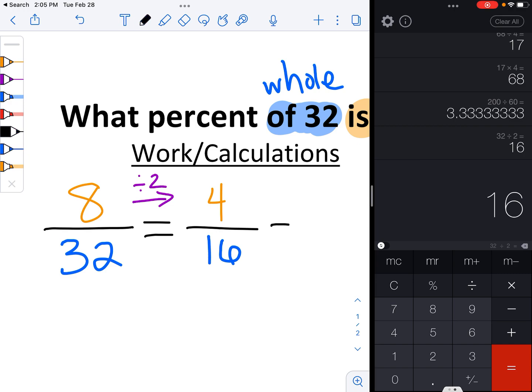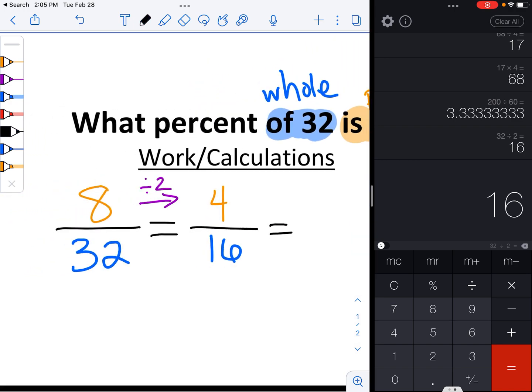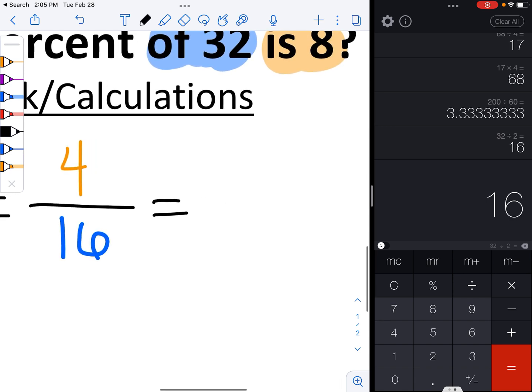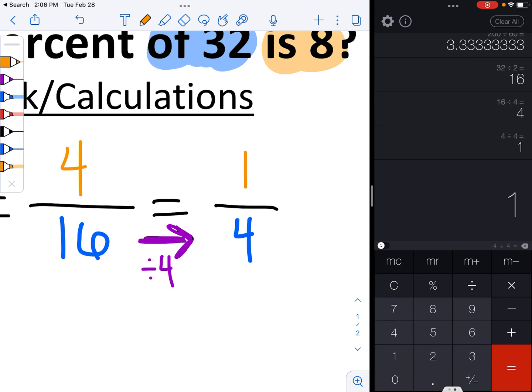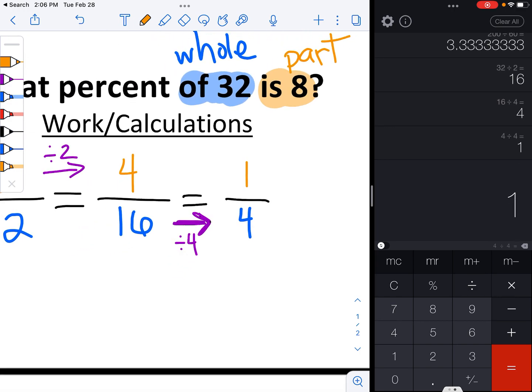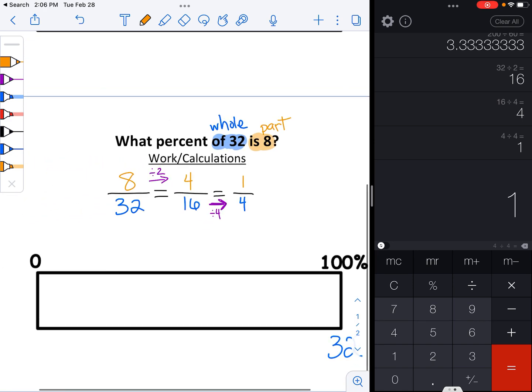I'm going to try to simplify again, but this time instead of dividing by 2, I'm going to try to use the smaller number. So in the fraction 4/16, 4 is smaller. So in my calculator, we'll do 16 divided by 4. 16 divided by 4 is 4. 4 divided by 4 is 1. I can do that in my calculator now. 4 divided by 4 is 1. So that means that I need to color in 1/4 of this long bar down below.